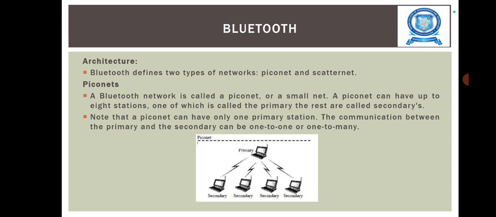A secondary in a parked state is synchronized with the primary but cannot take part in communication until it moves from the parked state. Because only 8 stations can be active in a Piconet, activating a station from the parked state means that an active station must go to the parked state. Here the Piconets can be combined to form the Scatternet.